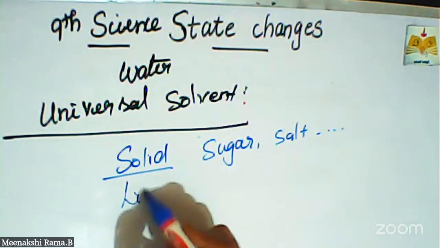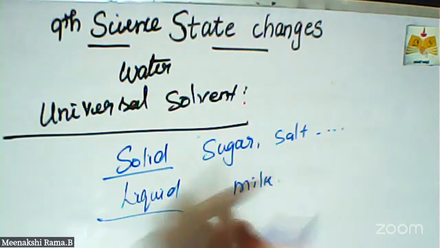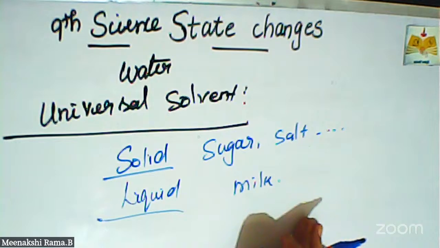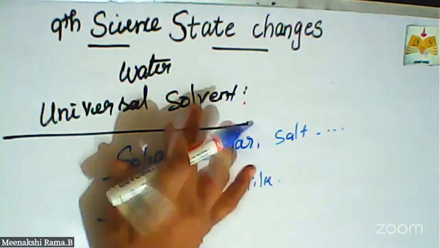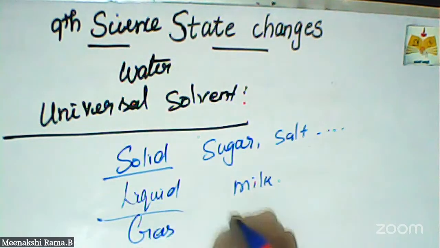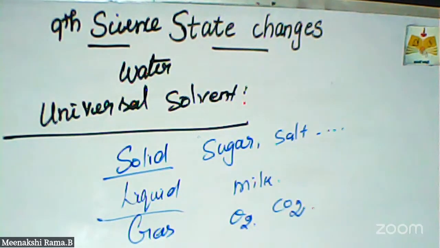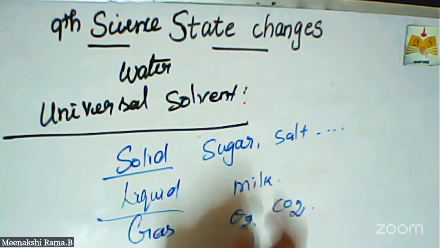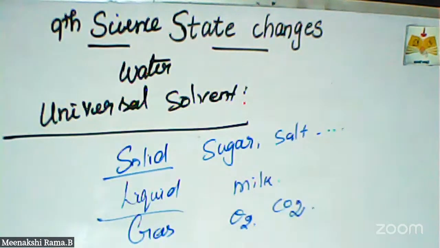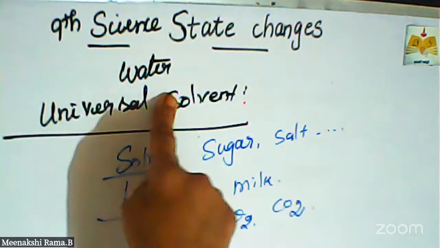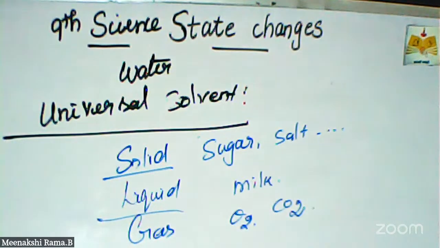And then a liquid. Liquid means milk. So this is an example of the liquid state. Milk is dissolved into water. Gas: oxygen and carbon dioxide. Oxygen and carbon dioxide are dissolved in that water. So all these materials are dissolved in water, so that water is called the universal solvent.